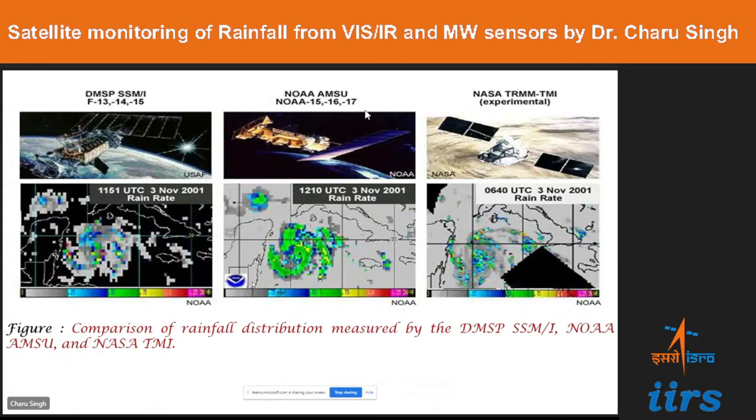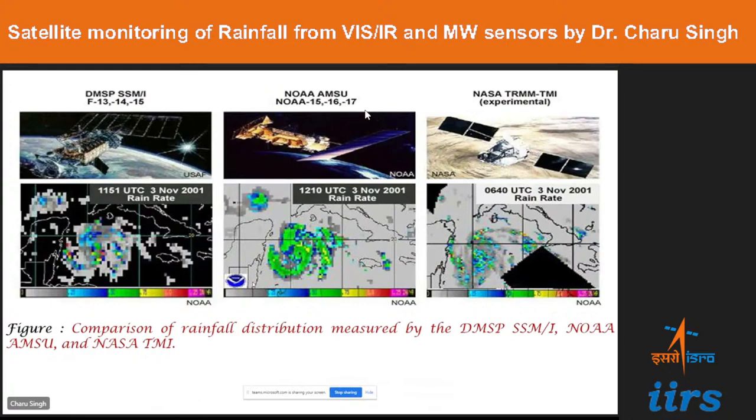Since the microwave sensors are available on board the polar satellites, depending upon the satellite pass over a location, if we estimate the rainfall and then compare the output from these satellites, it may not match because these are polar satellites. The satellite pass over a location may not match with the pass of the other satellite. So in these cases, we may miss some signatures which may be captured by the other satellites.